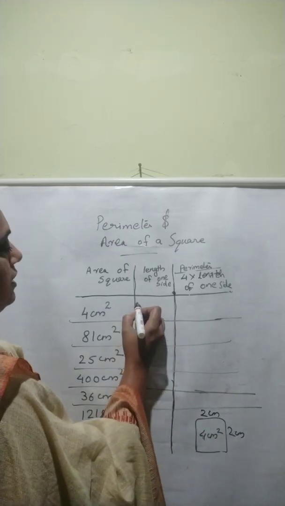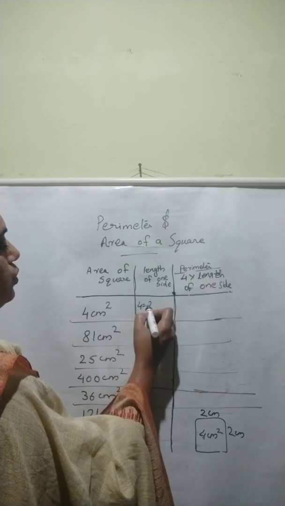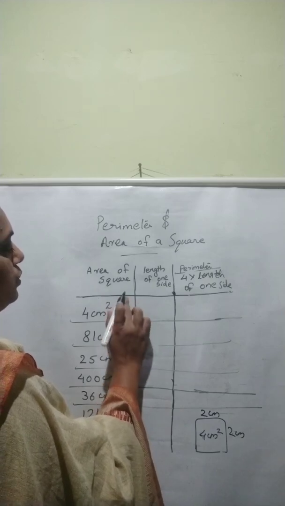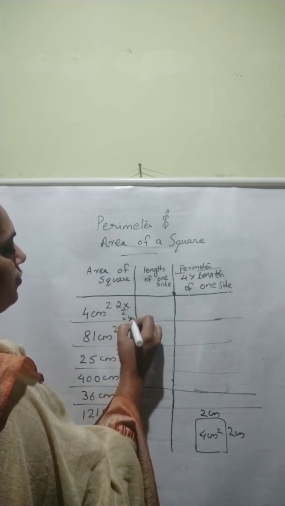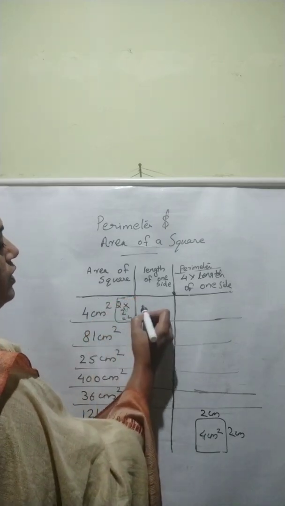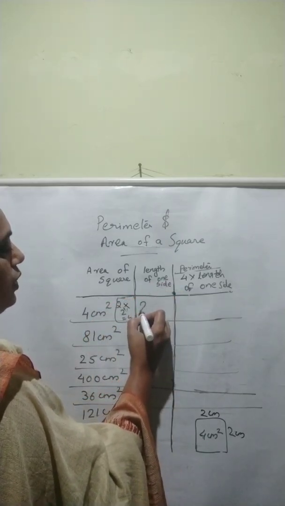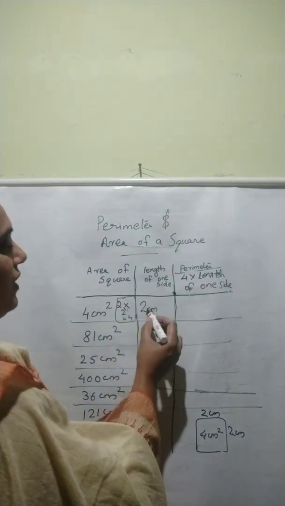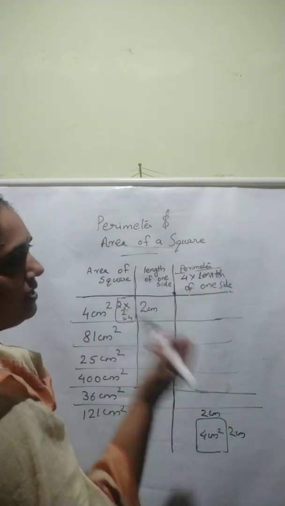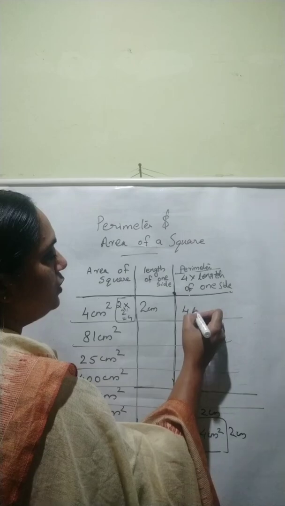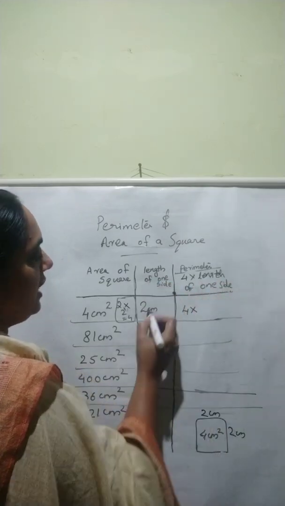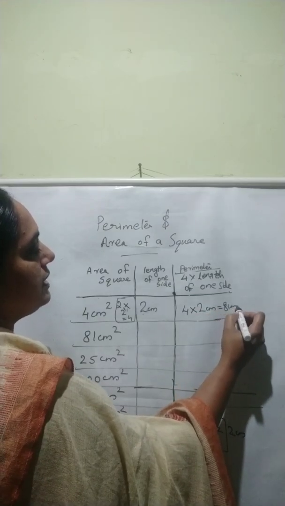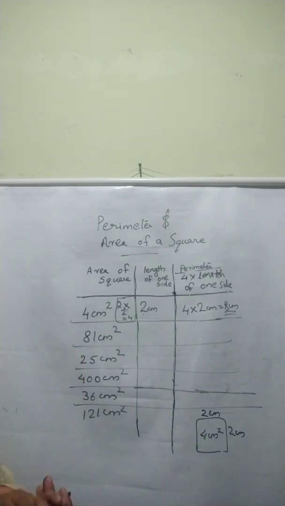So we can write that 2 into 2 is equal to 4. So we can say the length of one side is equal to 2 centimeter. So what will be the perimeter? Perimeter means 4 into the length of one side. What is the length of one side? 2 centimeter. So 8 centimeter is the perimeter of this first square.